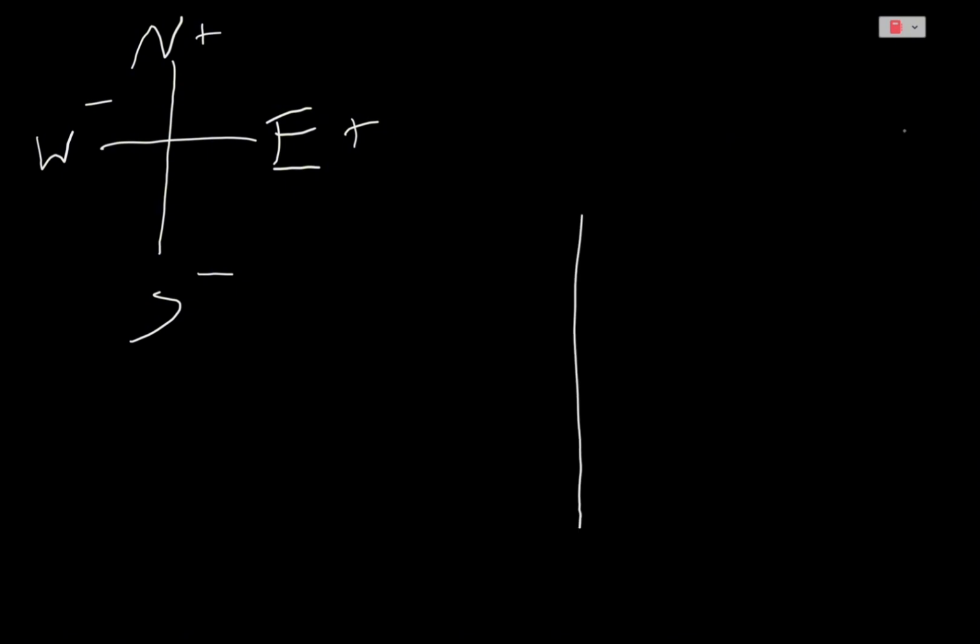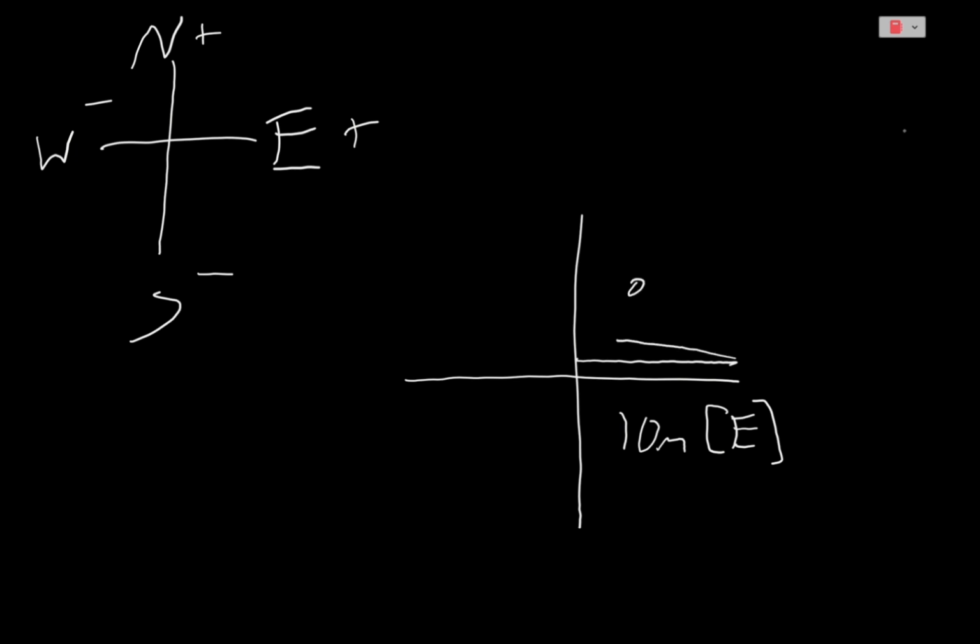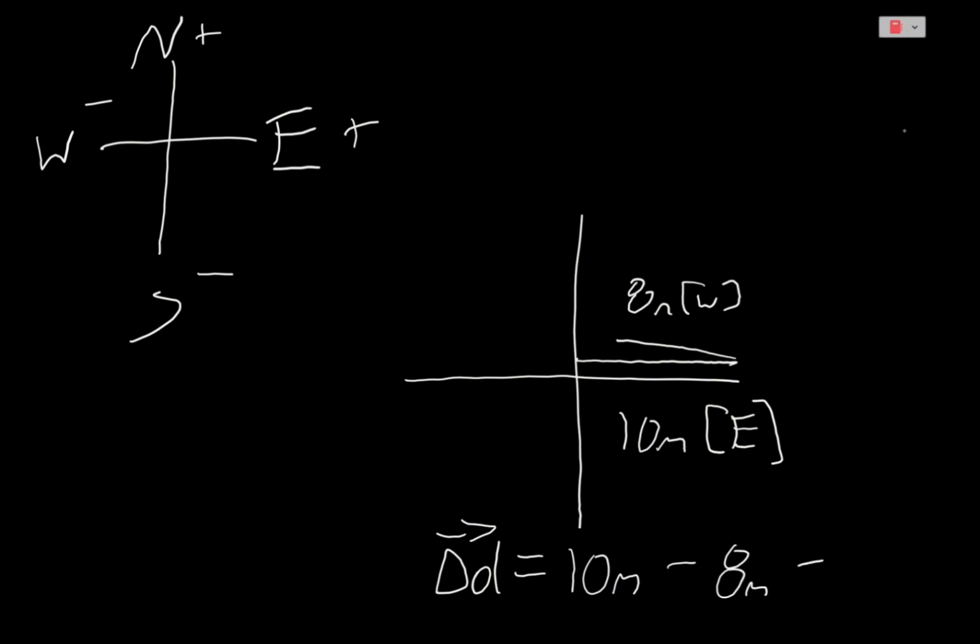So say we had a grid over here and somebody walked 10 meters east, but then they walked about 8 meters back west. To calculate total displacement, we would take the 10 meters, which is east, so we make it positive, and the 8 meters, which is negative, because it's in the western direction, giving us a total displacement of 2 meters east, because it's positive.